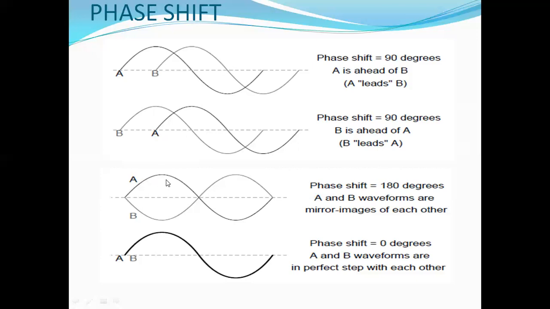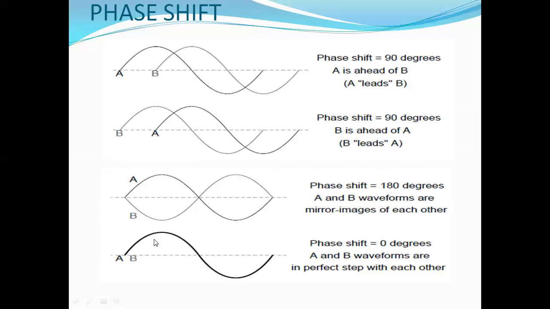Now in the third figure, waveform A is this one and waveform B is this one. If you observe, they are exactly opposite to each other. So the phase difference or phase shift between the two waveforms is 180 degrees, meaning A and B waveforms are mirror images of each other, and we can say that they are in phase opposition. Whenever the phase shift is 180 degrees, they are in phase opposition.